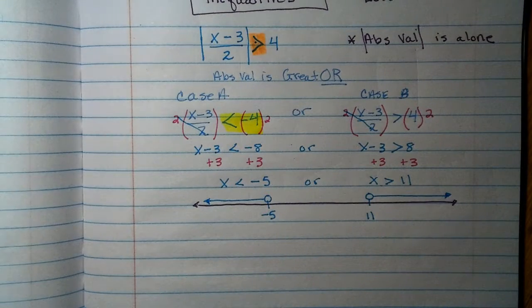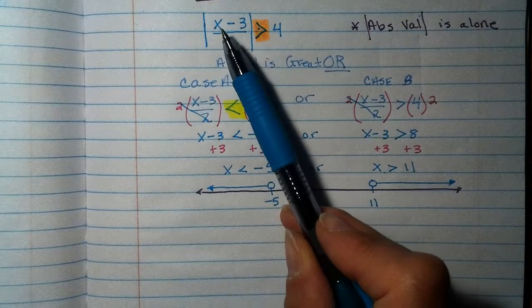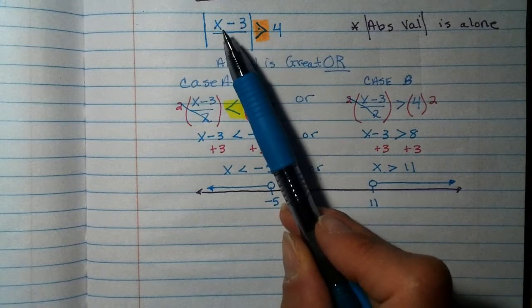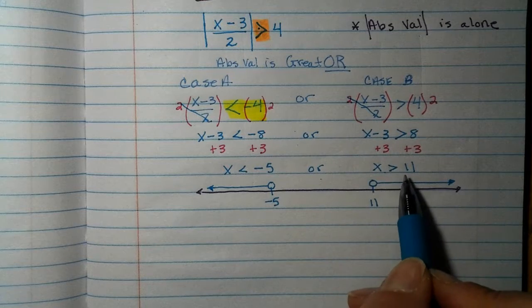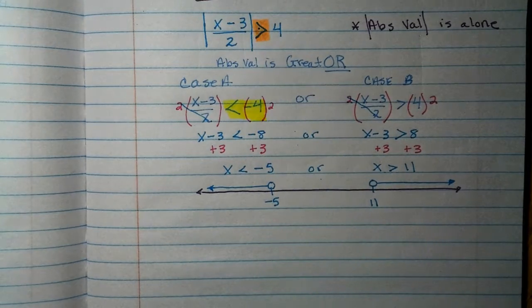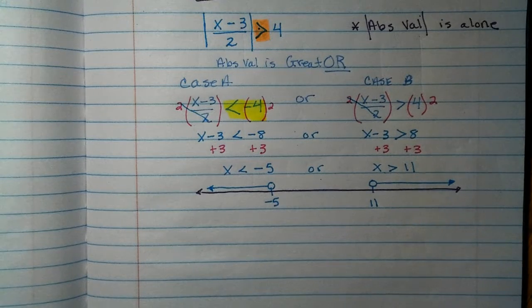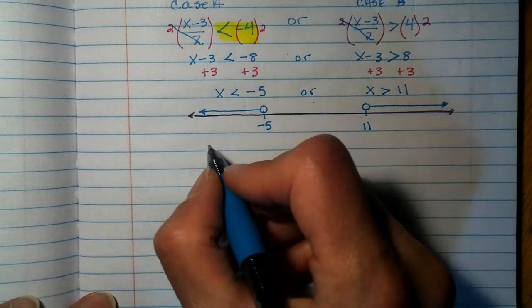all those numbers there. So what this is saying is that any number that I put in for x has to be less than negative 5, or it has to be greater than 11 in order for this absolute value to be true. Let's look at a slightly different problem.